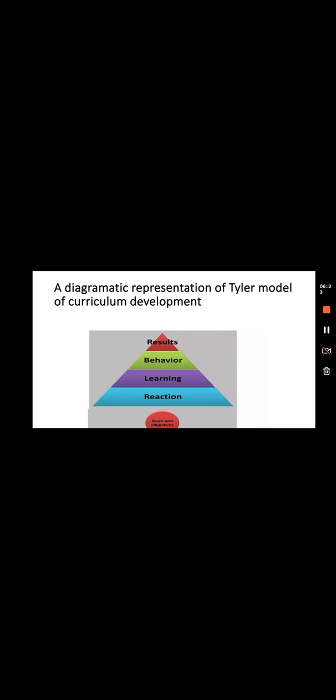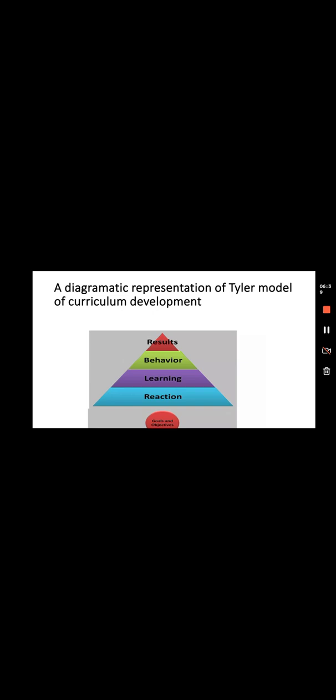After this, the Taylor model can be represented in a diagram, which is shown here. On the part of that diagram, there is result, behavior, learning, reaction. This one is a means of assessing whether the curriculum is effective. Then there are goals and objectives. There is also the part of coming up with the objectives and organizing.